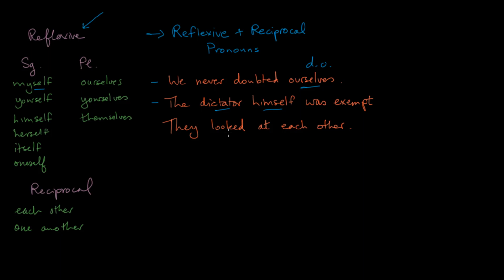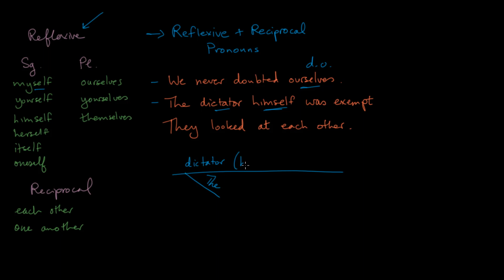The only new diagramming rule here for reflexive pronouns is when you have this sort of intensive use, then you place it between parentheses when you diagram it. So let's quickly diagram this. So we have the dictator, right? Dictator. There we go. And we add the article here.